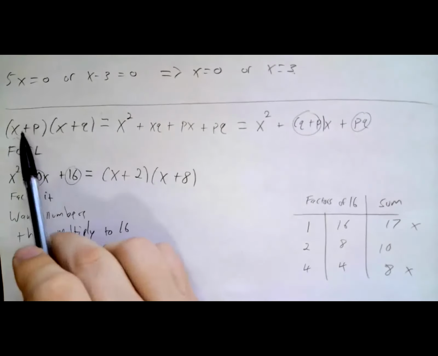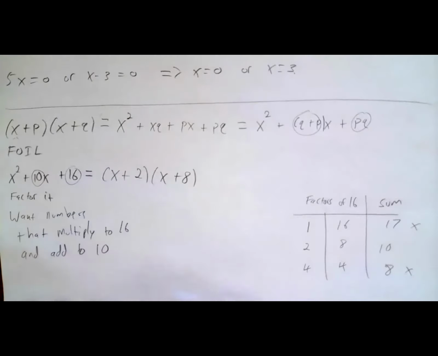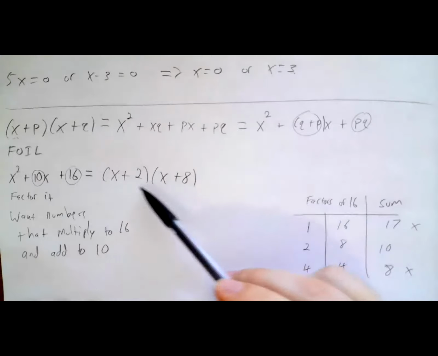Because we know that in general, this calculation that you did for me says the last term has to be the product and the middle term has to be the sum. And that's just what we've arranged. The last term, 16, has to be the product of 2 and 8. And the middle term, 10, has to be the sum of 2 and 8.